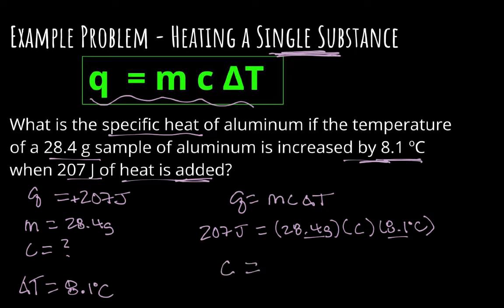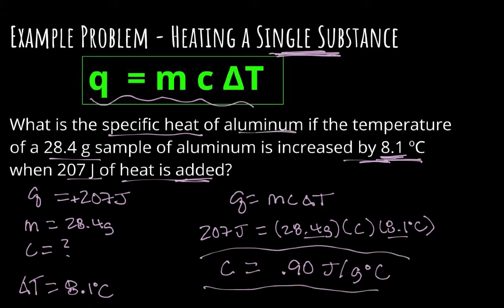Now, if you notice on this, I have joules, grams, and degrees Celsius. So none of those units are going to cancel, and that's what's going to give me my unit for specific heat. So I should end up with 0.90. I have 2 sig figs here as my lowest, so that's what I'm going to round to. And then I would have joules per gram degrees Celsius, which is the unit that we're going to be using for specific heat. So this tells me that this is my specific heat of aluminum.